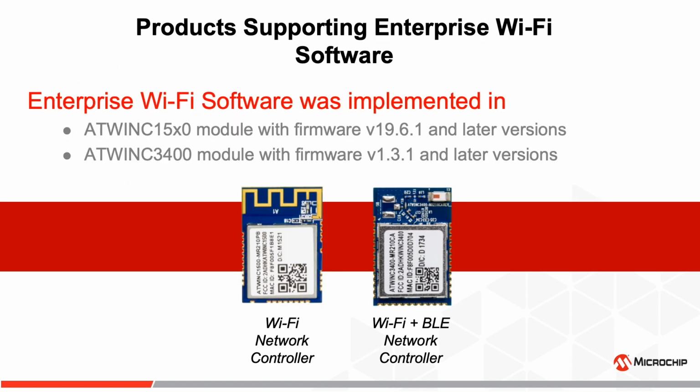So first off, what are the products that support enterprise software from Microchip? We have two products. One is a straight Wi-Fi module. It's called the ATWINC1500 series. There's a 1500 and a 1510. And the products have the ability to have different firmwares. The firmware versions that support enterprise software are 19.6.1 and later. That's easily identifiable by the ordering code of that device. And for our 3400, which is Wi-Fi plus Bluetooth Low Energy, it's 1.3.1 and later versions.